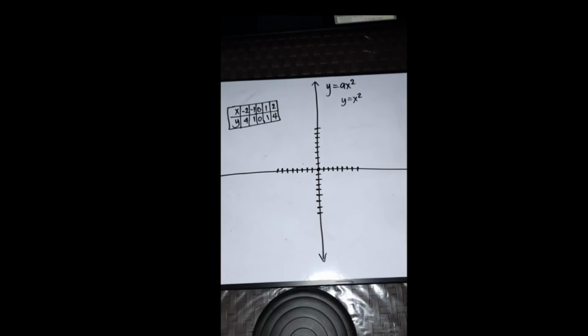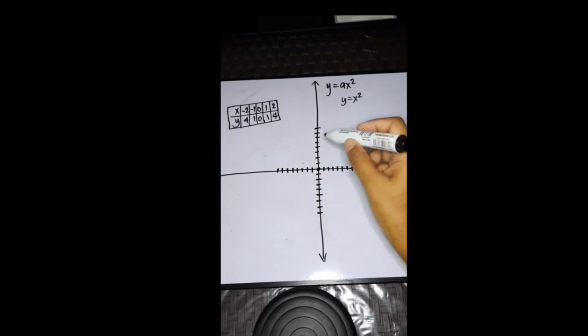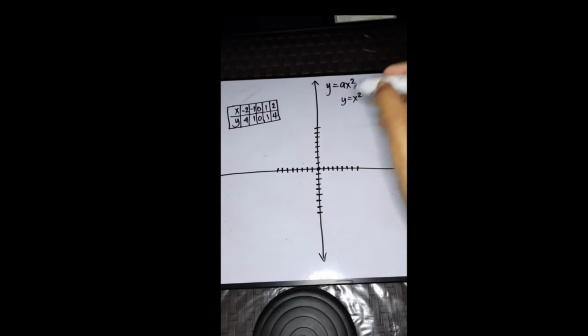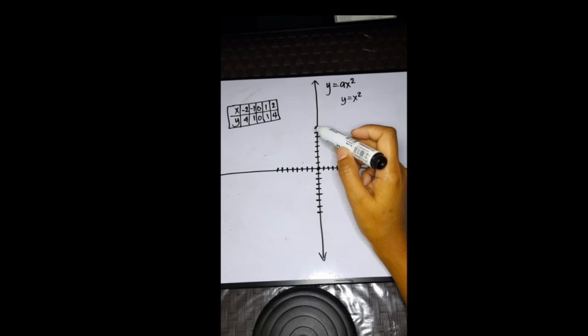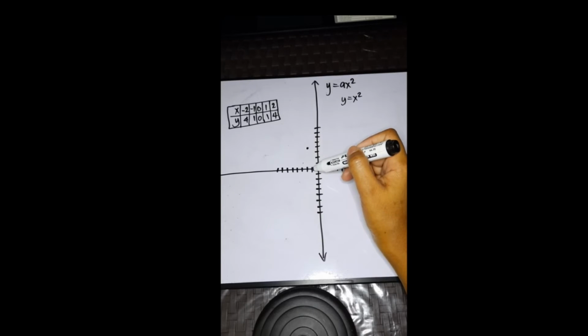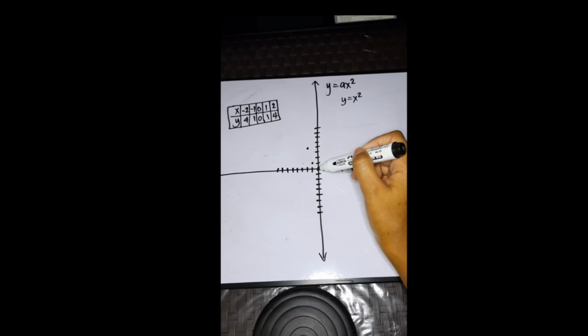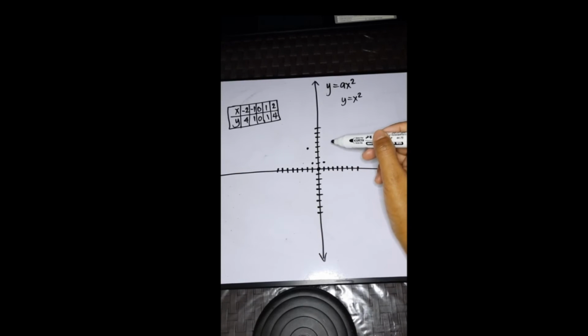So, iplot natin yung mga points na yan sa ating Cartesian plane. So, the vertex is at 0, 0, since y is equal to x squared. If x is negative 2, our y is positive 4. So, andito siya. If x is negative 1, then our y is positive 1. If x is 0, then our y is also 0. If x is 1, our y is 1. And if x is 2, then our y is 4.